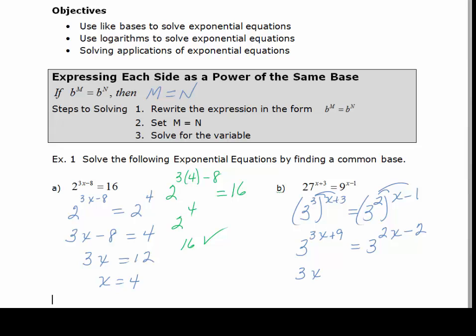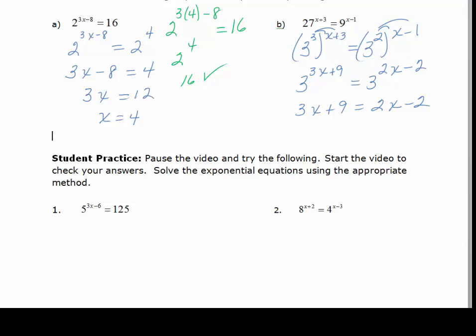Now I set my exponents equal to each other and solve the resulting equation. Subtracting 2x from each side gives me x on the left-hand side, and subtracting 9 from each side gives me negative 11. Okay? And so see for yourself that if you plug in negative 11 in for x, that you do get the same exact answer on each side.